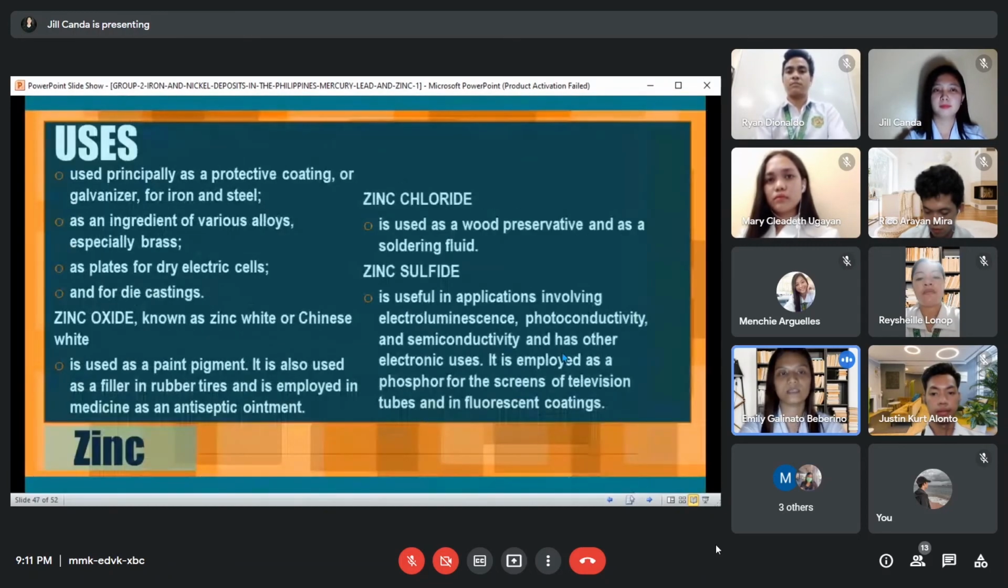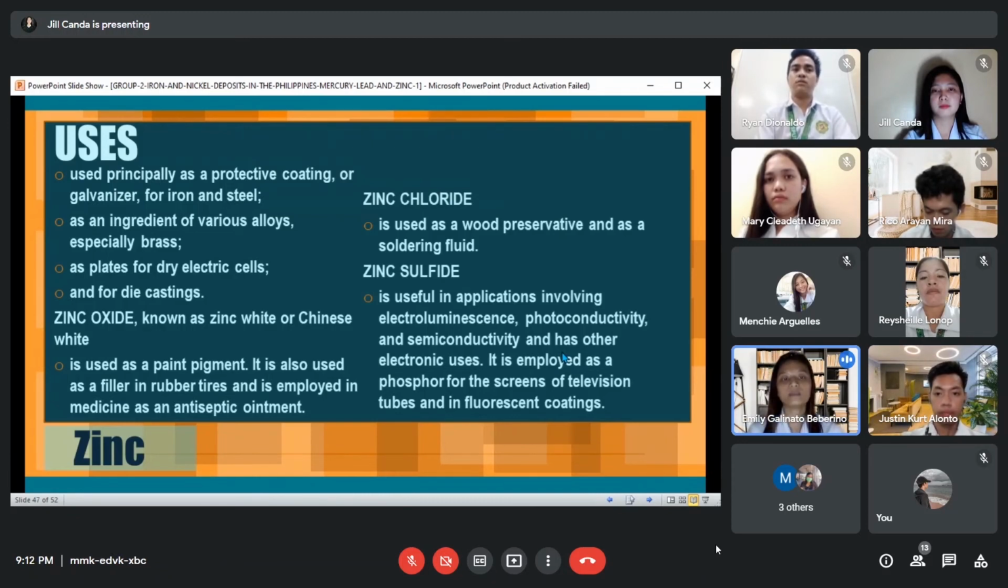And the last is the uses of zinc. Zinc is used principally as a protective coating and galvanizer for iron and steel, as an ingredient of various alloys, especially brass, as splits for dry electric cells, and many more.